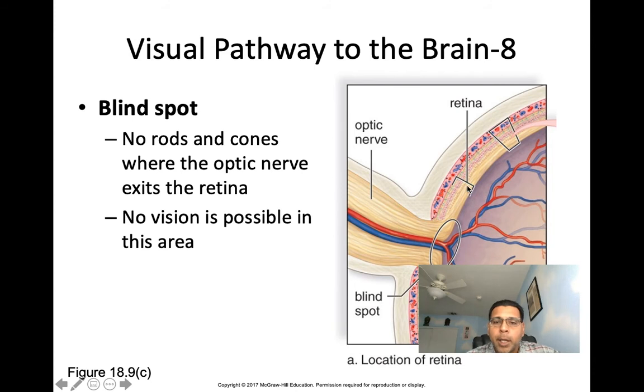Here you can see we have photoreceptors all in this retina. These are all our photoreceptors right inside of here, right next to that choroid. All photoreceptors, right? We said they're sensitive to light. Do you see any here? Nope, nope, nope. And yes, they start again. So here we can see we don't have any photoreceptors, therefore allowing us to refer to this area as the blind spot. So there's no rods or cones where that optic nerve exits the retina. So therefore, no vision is possible in this area.